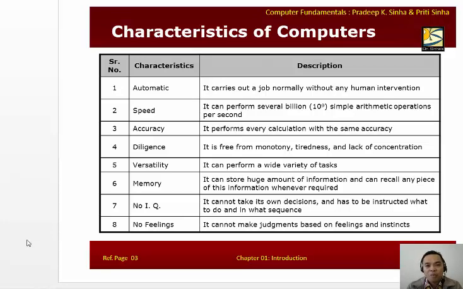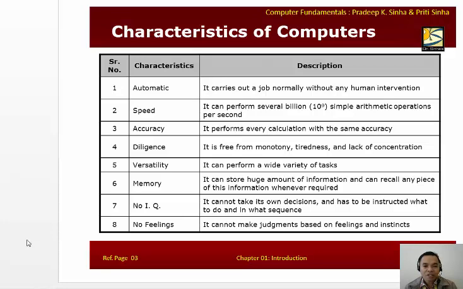But take note, in computing, there is a saying, garbage in, garbage out. A computer will solely depend on the instructions given by the programmers. If the instructions are wrong, then the output will be wrong. So accuracy will depend on the instructions given by human beings.